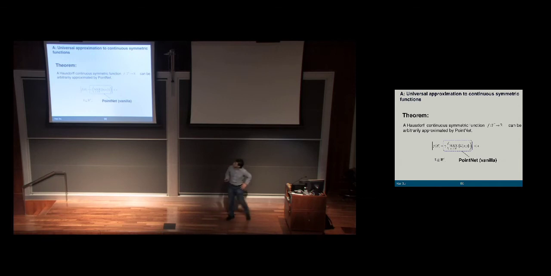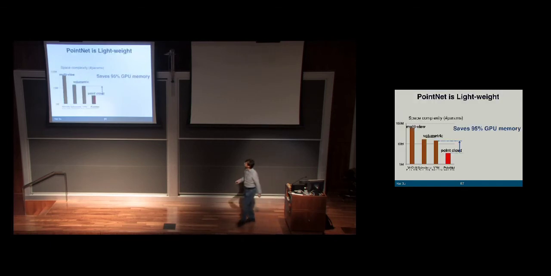Well, we could prove that for an arbitrary continuous point set function, or symmetric function, you could always approximate it arbitrarily well by the PointNet. So such a simple architecture has very strong approximation ability, but the cost is you have to use many internal neurons.